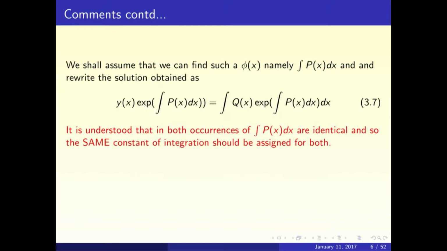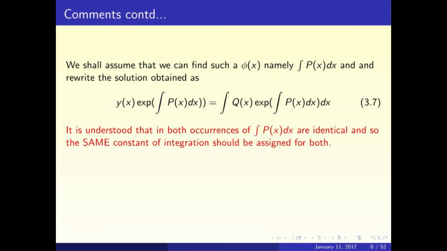Exponential of phi x dx on the left hand side and exponential of phi x dx on the right hand side, where phi of x has been replaced by integral px dx. Remember, 3.7 was obtained by multiplying the differential equation by a certain factor e to the power phi x, and the phi x was integral px dx. So the constant of integration that will appear when you integrate px dx should be the same on the left hand side of 3.7 as well as the right hand side of 3.7.